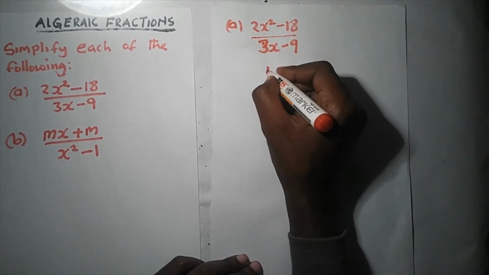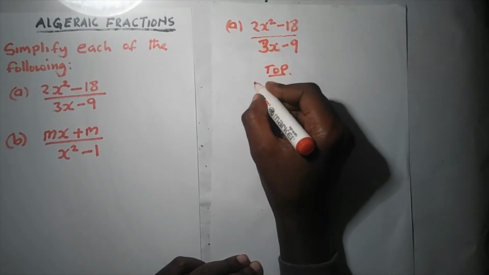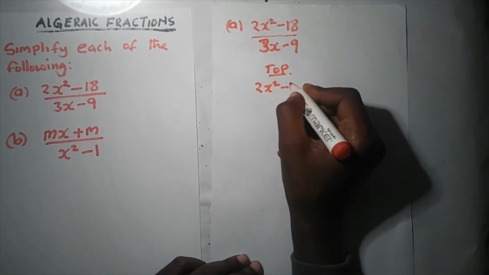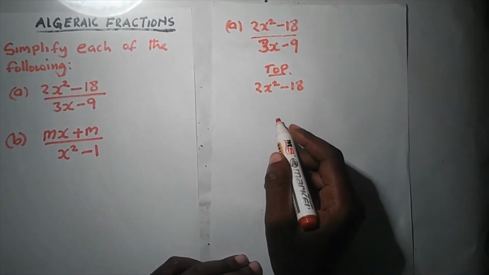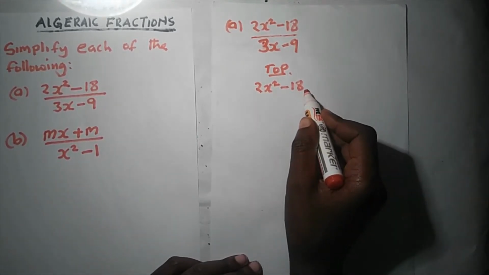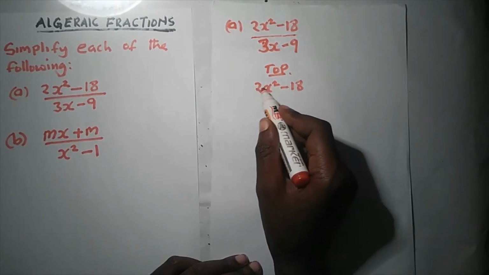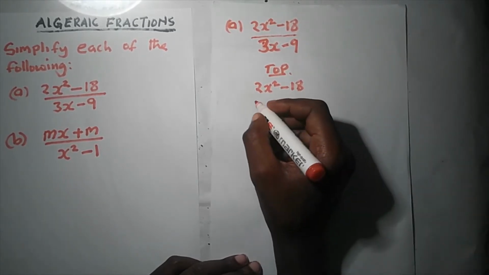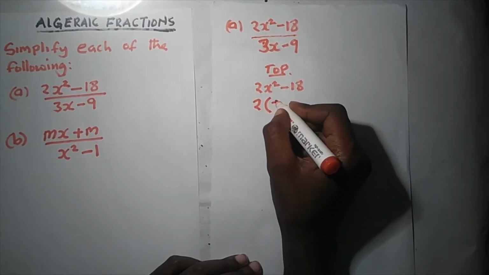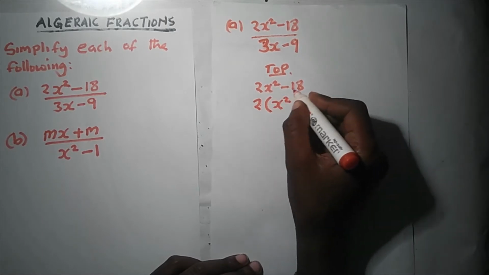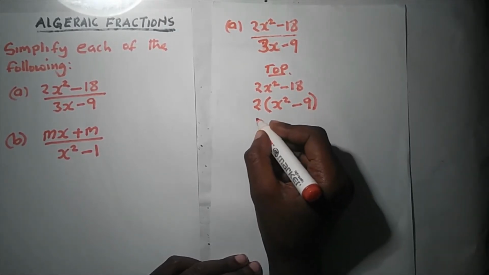So I'll write here, top. Top, we have 2x squared minus 18. The way we factorize this, you see here that in this expression, 2 is common, meaning 2 can be divided into both of these two numbers. So you put it outside the brackets, and then you are going to have x squared. 2 into 18, you are going to have 9.